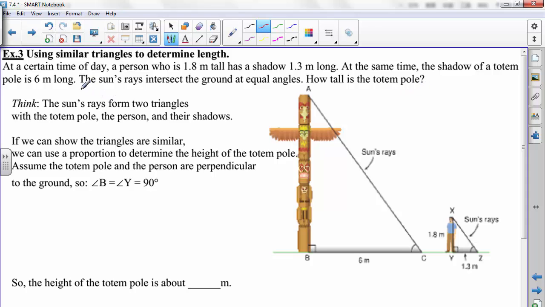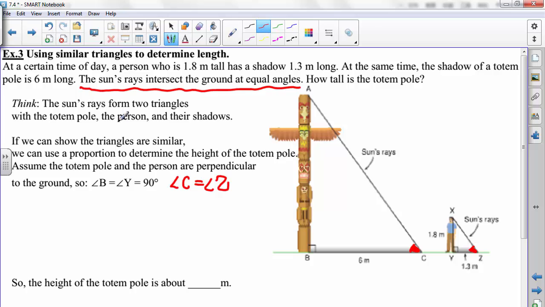So let's find where the angles formed by the sun rays and the ground are. We can see this angle is formed by the sun rays and the ground. For this person, this angle is formed by the sun rays and the ground. And these two angles are equal. So I can write down angle C equals angle Z.